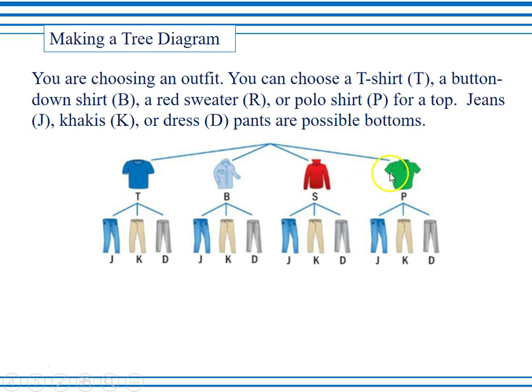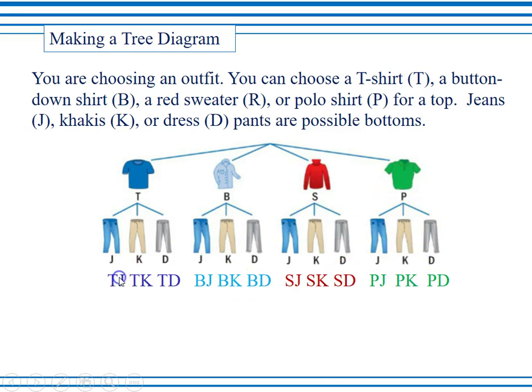First, we start with the shirts, and then we match each shirt with each pair of pants. Each shirt with each pair of pants. The sweater with each pair of pants, and the polo shirt with each pair of pants. So when we make our organized list, we have TJ, TK, TD. Then we have the button-down jeans, button-down khakis, button-down dress pants, and so forth. So you can see we have 12 potential outfits from these tops and bottoms.